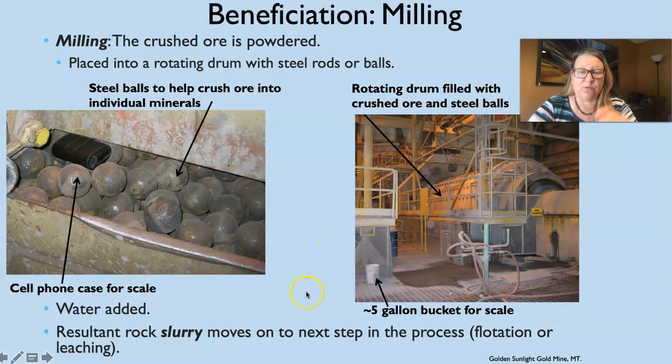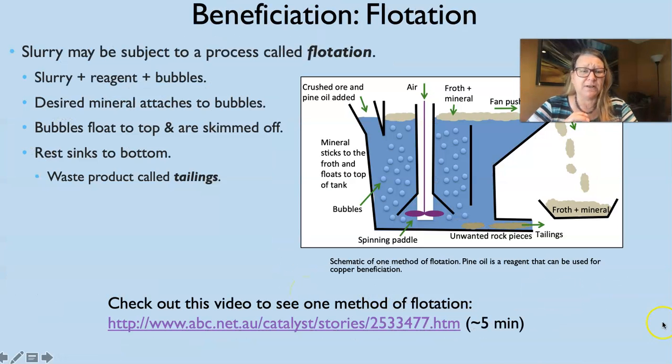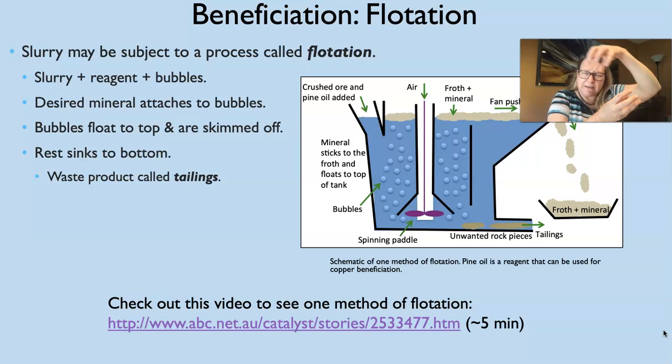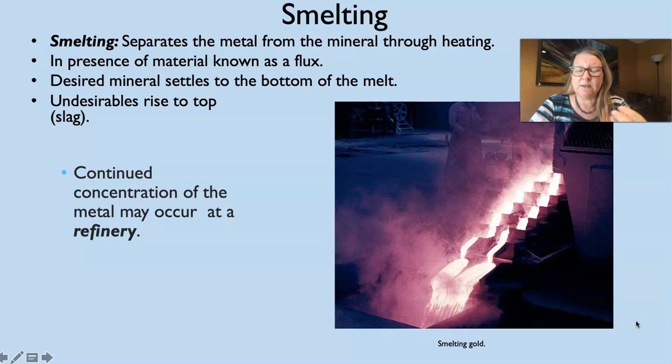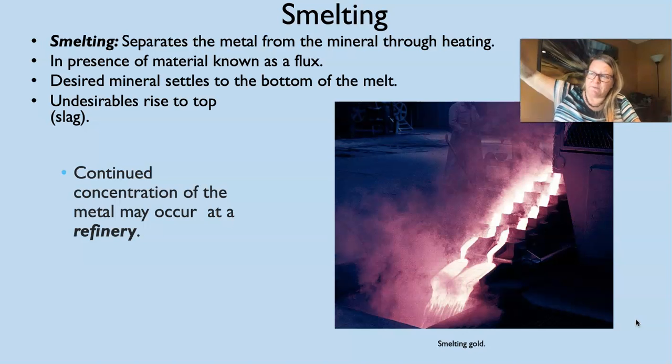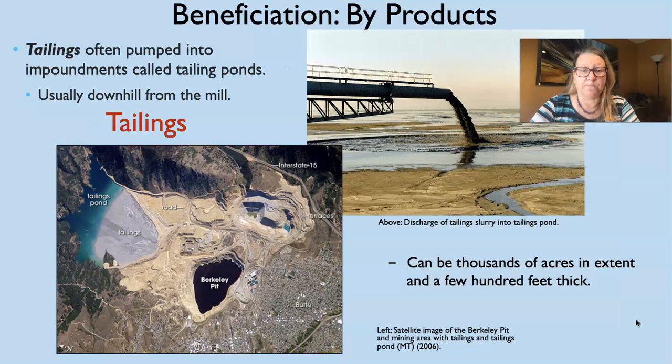Eventually this stuff is mixed with water into a slurry, and there are some very clever flotation processes that can actually use the bubbles to grab what you want, and they float up and you can skim off the metal you want. Very interesting. Another great video that's only 5 minutes long to watch is listed here. And then smelting is when you heat the material up and the material that you want sinks to the bottom of the melt, and the other stuff that you don't want floats off and it gets removed.